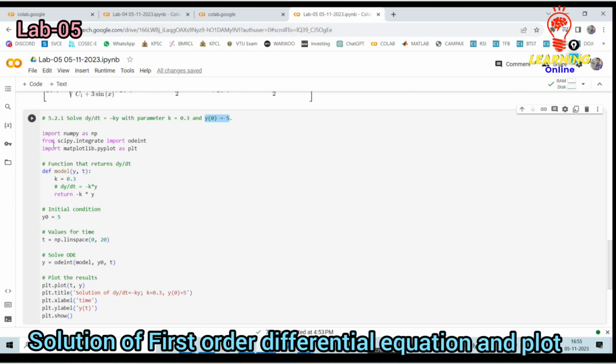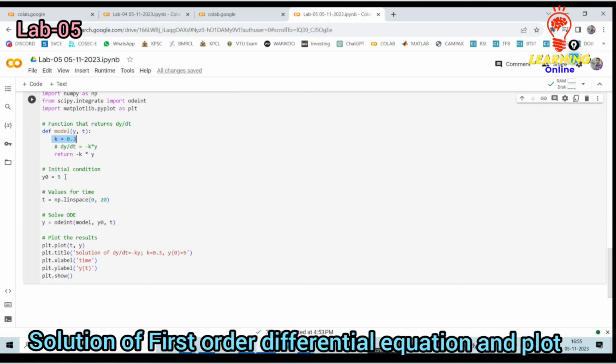Import numpy, then from scipy dot integrate, because I will be having the integrating functionality also. Then I need the plotter, so matplotlib dot pyplot, which can be taken as plt. Then whatever is to be present for that function I have to define. Differentiation of the model, y with respect to t, k equal to 0.3. Then dy upon dt, that expression we defined, returns minus k into y. Then the initial value is y naught equal to 5.